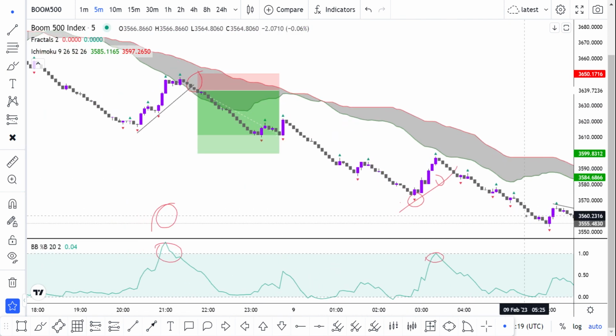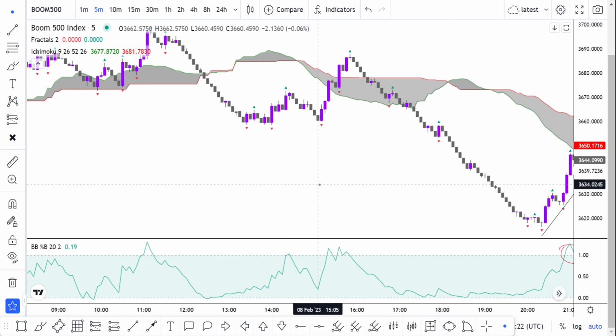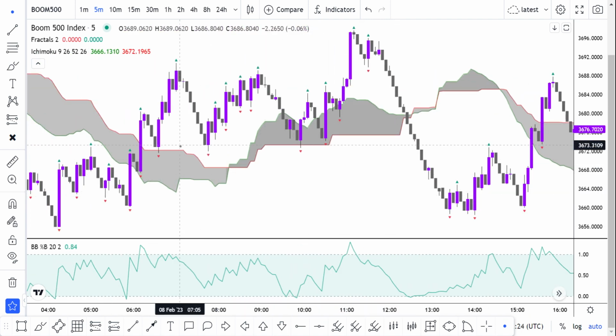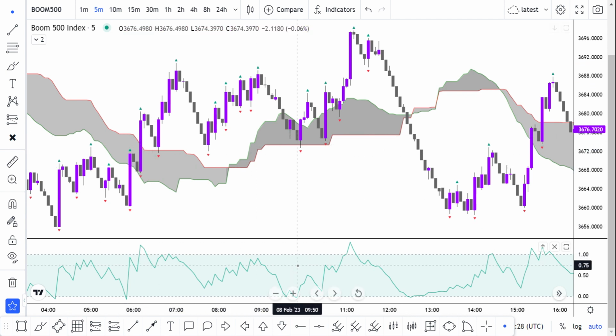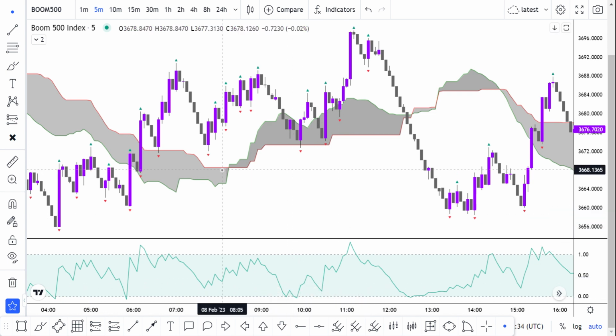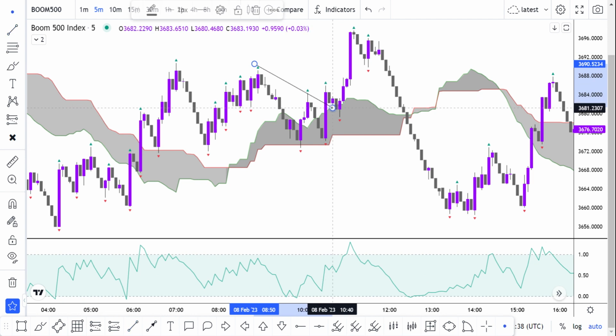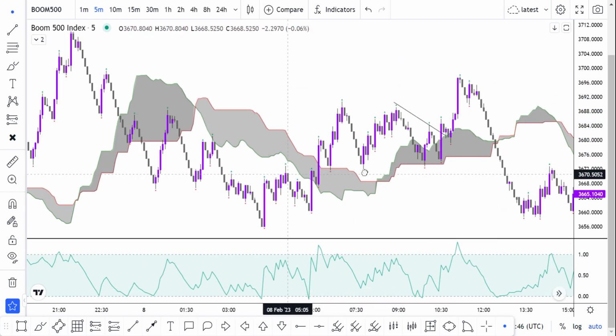All right, so let's look at buy examples. Once price is above the cloud, you just wait for it to touch the bottom part of the BB band, and then you draw your fractal breakout. So in this case, a breakout occurred, our stop loss is below, and we had good spikes that occurred because price is above the cloud.